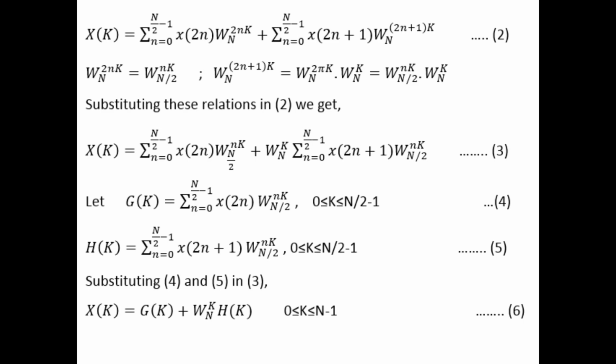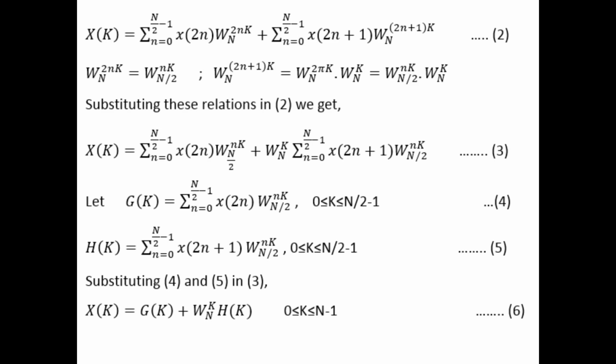Substituting these relations in equation number 2, we get x of k is equal to summation n is equal to 0 to N by 2 minus 1 x of 2n omega N by 2 of nk plus omega N of k into summation n is equal to 0 to N by 2 minus 1 x of 2n plus 1 into omega N by 2 of nk.